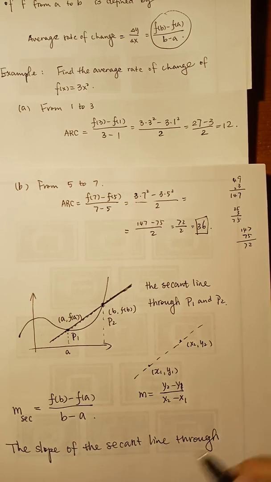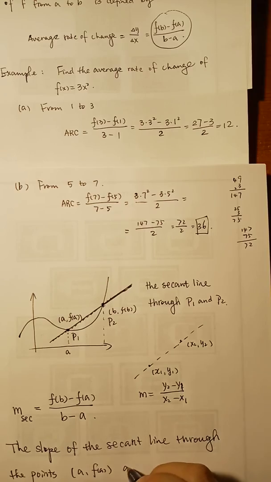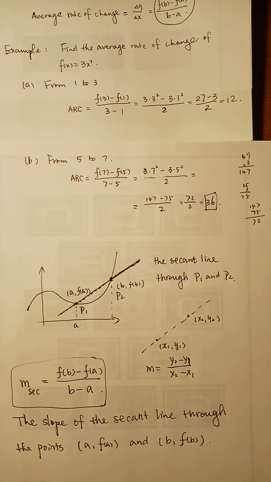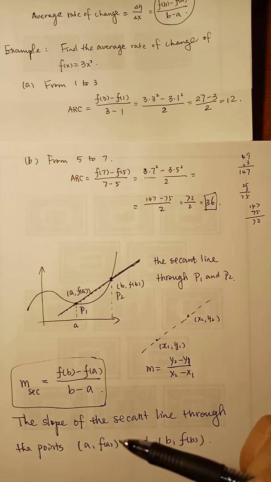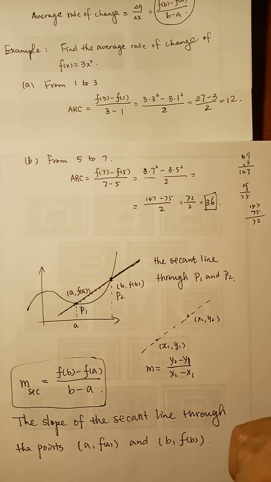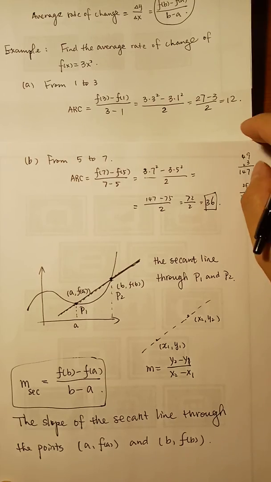So this is the slope of the secant line through the points (a, f(a)) and (b, f(b)). And you can check that this formula is exactly the formula of the average rate of change. So we have one expression with two meanings. One is in algebra, the other is in geometry. In algebra it is called the average rate of change. In geometry it represents the slope of the secant line. Okay, so let's see the example.